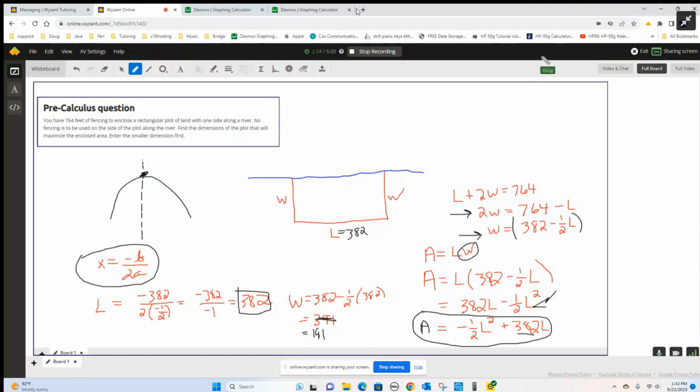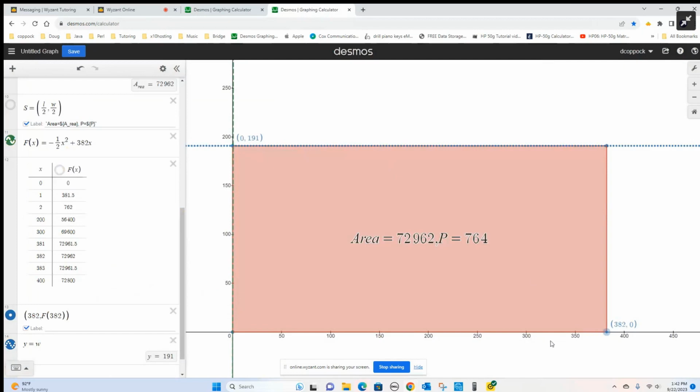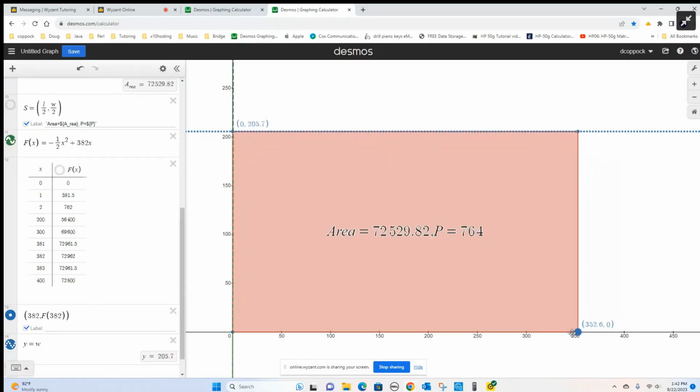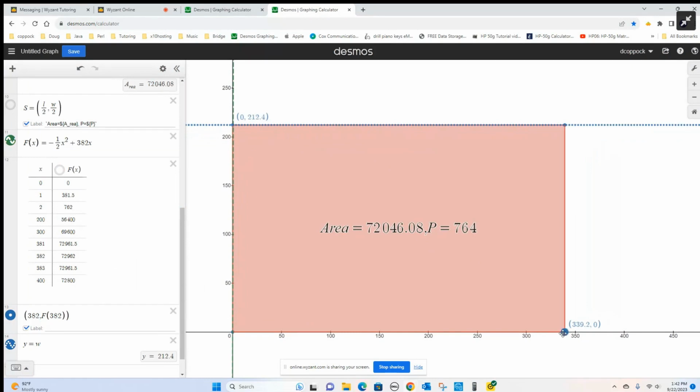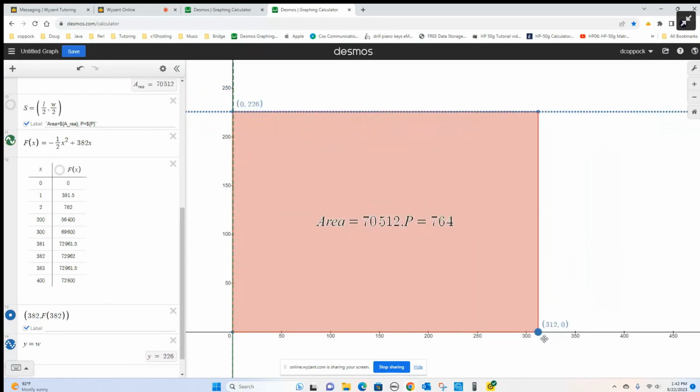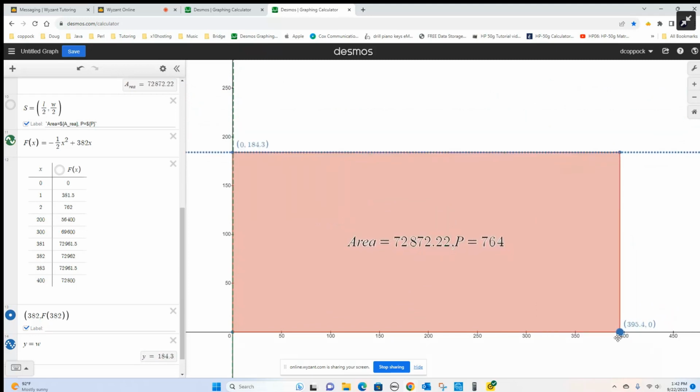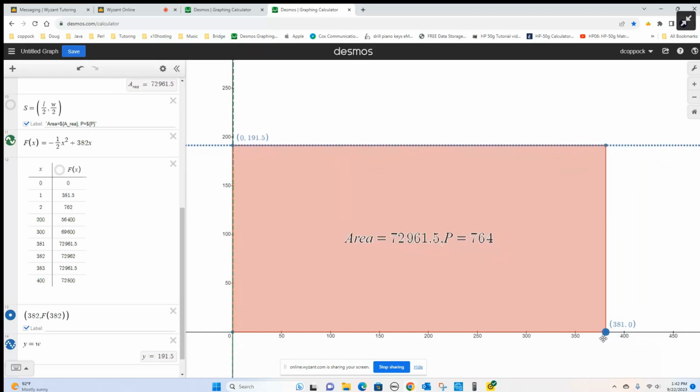Okay, so let's go over here to Desmos so you can see what's happening. This is the water. This is the length down here at 382. It looks like that gives us a maximum area of 72,962 square units, whatever they were. Okay, and if I shift this point this way, the area is smaller and smaller. If I go the other way, the area is smaller. So it's at 382 that we get the maximum area, right about there.